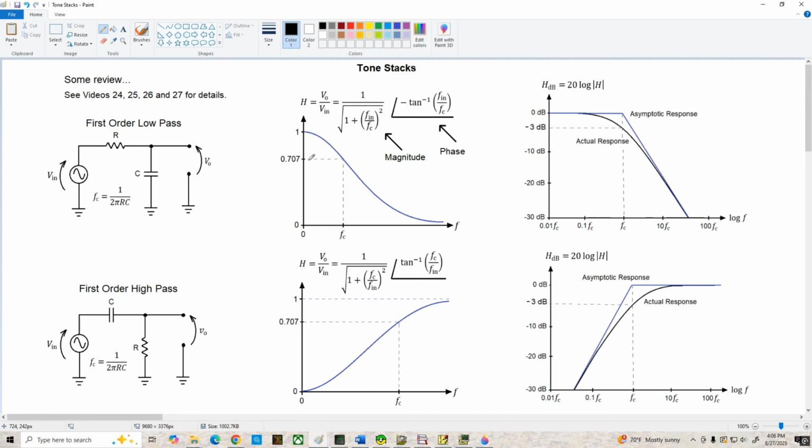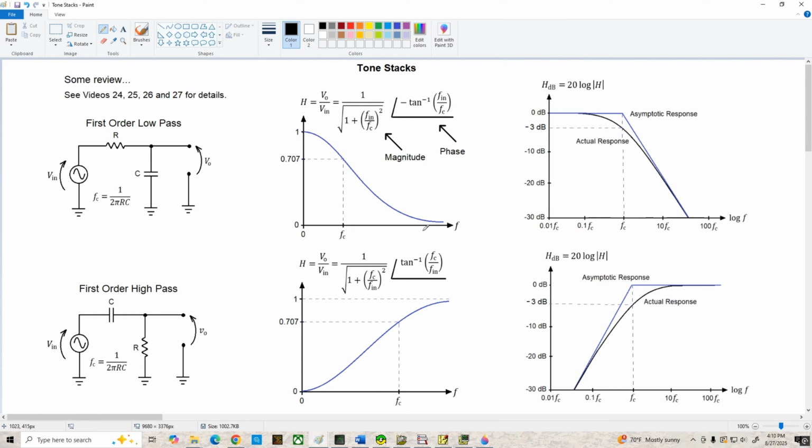Now, most of the time when we're looking at filter response curves, we prefer to use a graph of the response in decibels versus the log of frequency, and that allows us to use these nice linear asymptotic response approximations to the actual response, which is continuous. At the corner frequency, the response is down by 3 dB, and remember, a first order filter will have a roll-off rate of minus 20 dB per decade, so for every tenfold increase in frequency past the corner frequency, the response will drop by 20 dB.